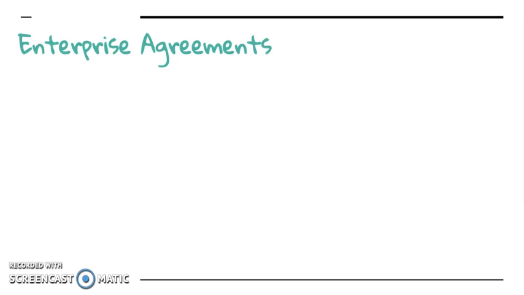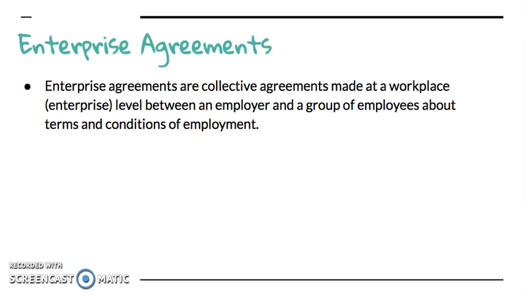Now, enterprise agreements are collective agreements made at a workplace or an enterprise level. That's why they're called enterprise agreements. Between an employer and a group of employees, or an employer and a group of employees in a union, for example, about terms and conditions of employment. They offer broader terms and conditions than a modern award, and are an alternative to a modern award.